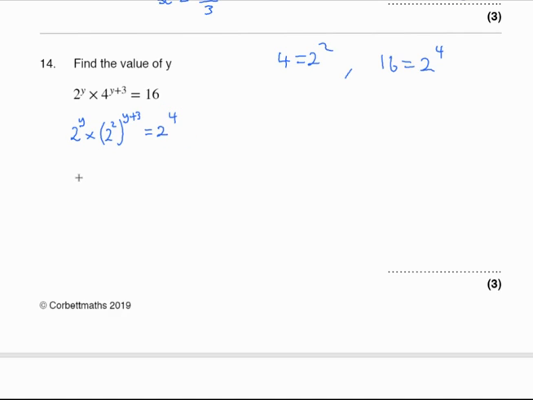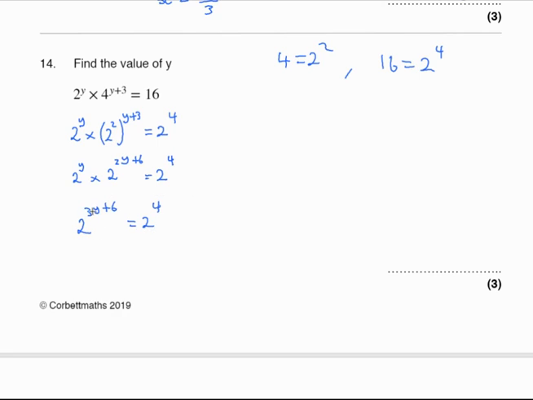So now I can start applying some index laws. I have 2 to the power of y multiplied by, here I have 2 to the power of, 2 times y is 2y, 2 times 3 is 6. And that is equal to 2 to the power of 4. And then I can combine these with the addition law of the indices. So 2 to the power of y plus 2y plus 6 is 3y plus 6. And that's equal to 2 to the power of 4.